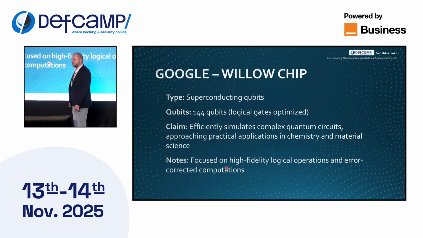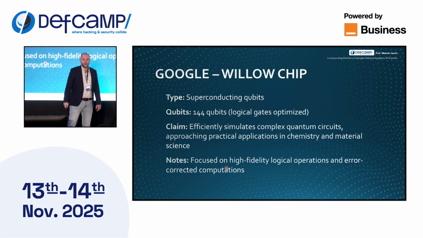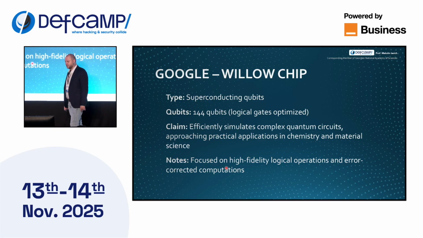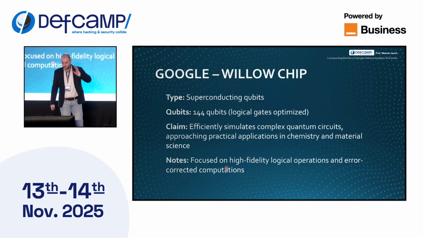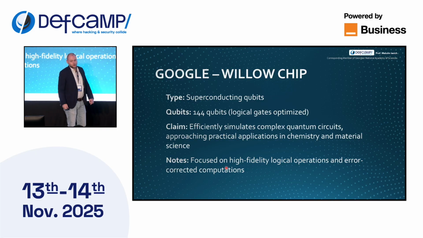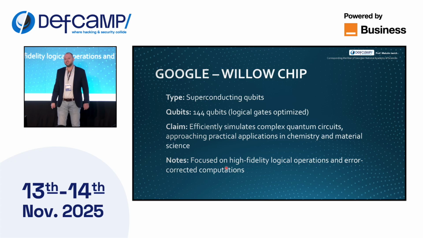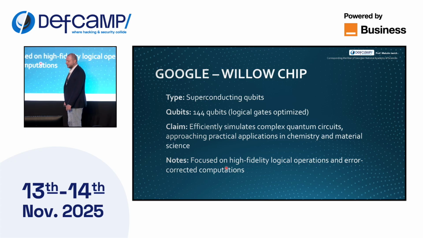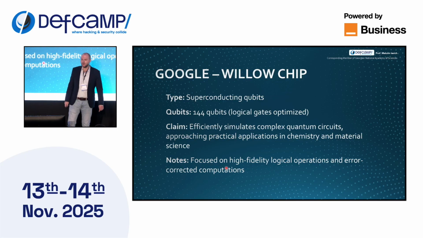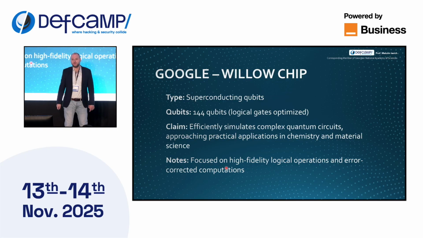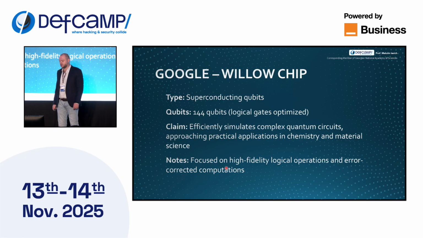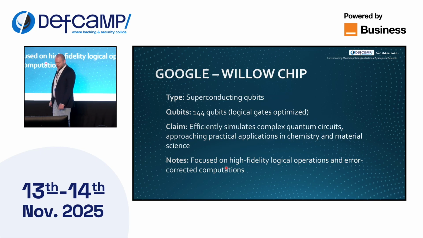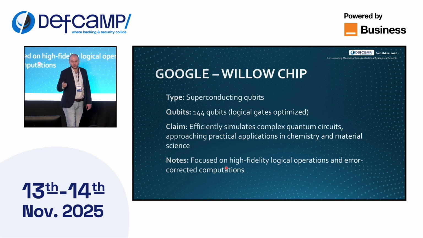On the second place is the Google Willow chip. They have superconducting qubits, 144, more than Zhuchongzhi has, but they are less efficient, and they claim that they efficiently solve different simulation tasks. It can be wonderfully used in chemistry, material science, and so on.